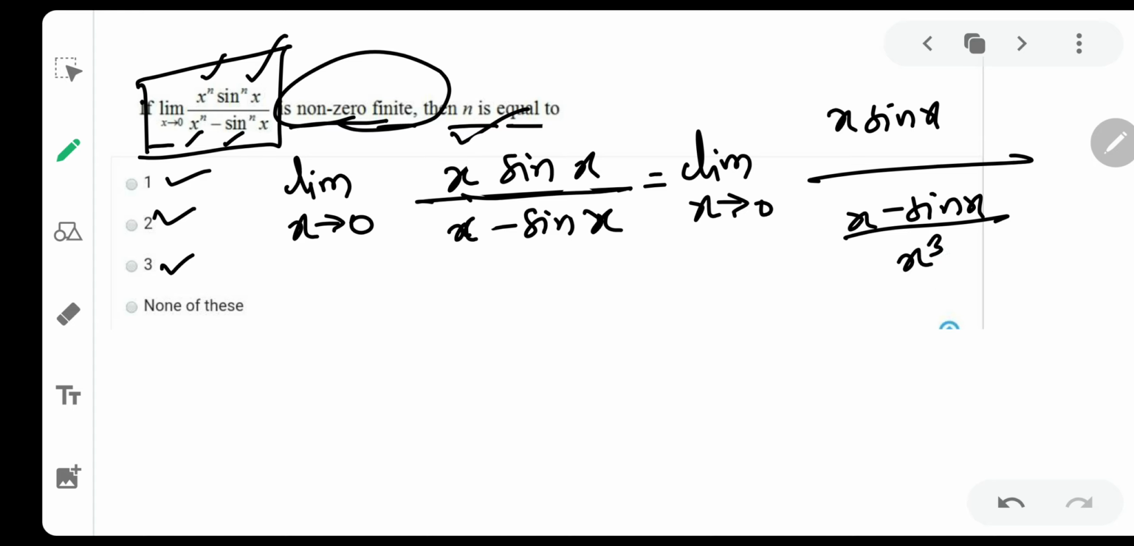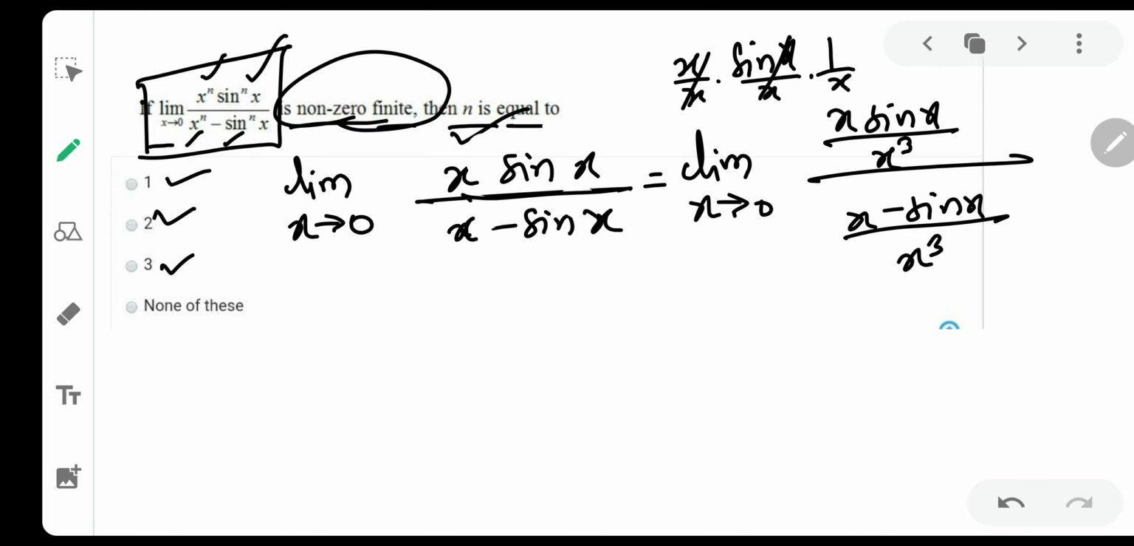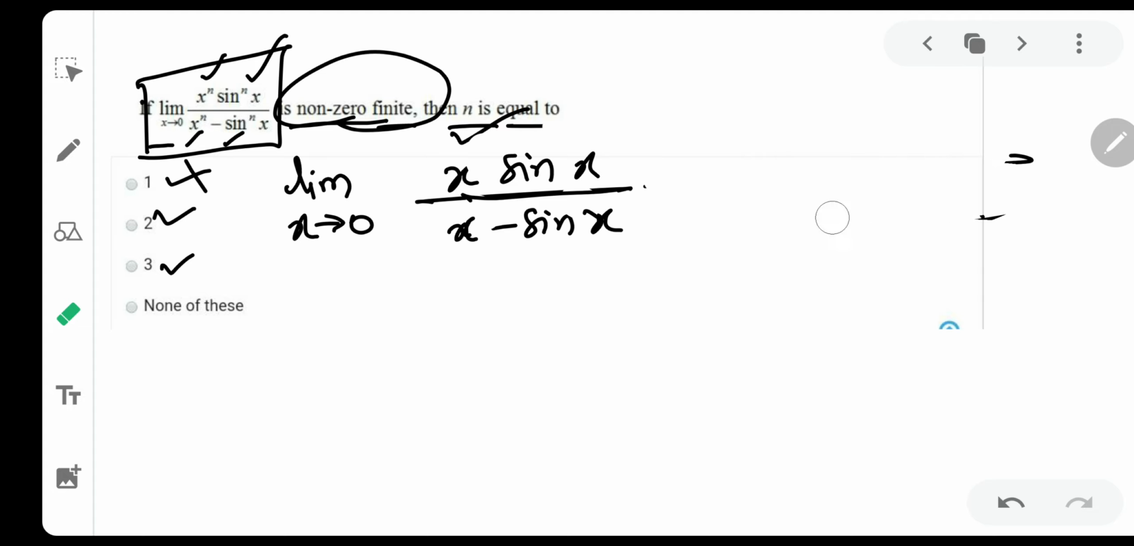Then the denominator will have a finite non-zero limit, but the numerator will also be divided by x cube. So one x will be provided to x and one x will be provided to sin x and one x will remain. So this will be 1, this will be 1, but 1 by x will be non-existent. The limit does not exist. It means n is equal to 1 is not serving the purpose. So n is equal to 1 can't be the answer, because one x will remain.